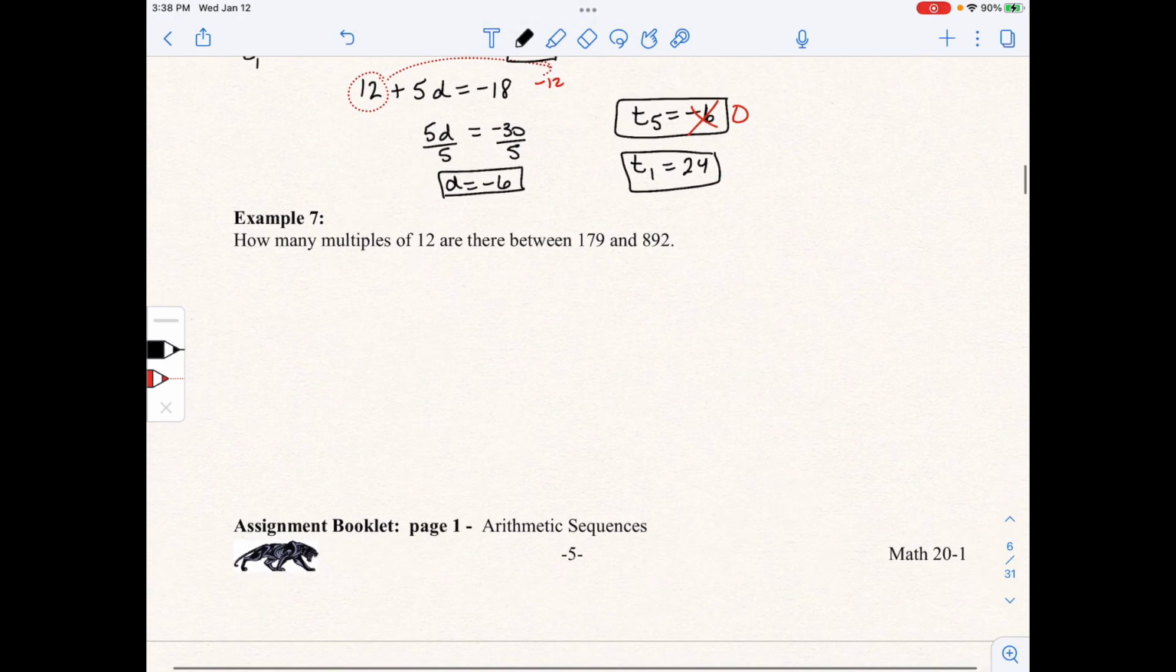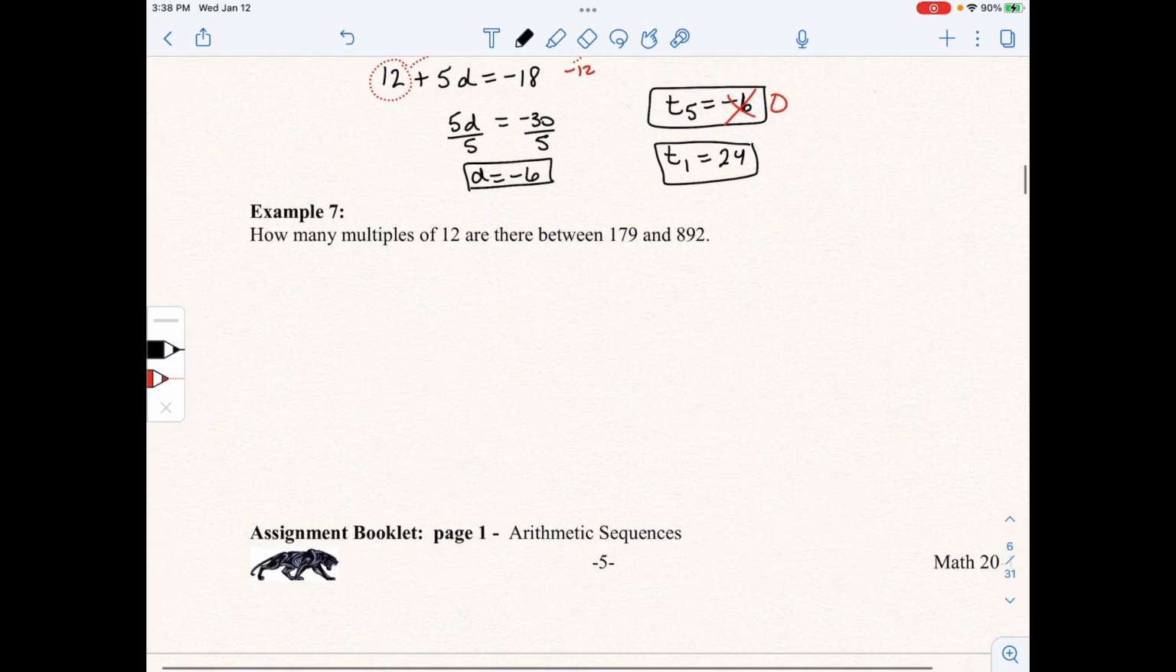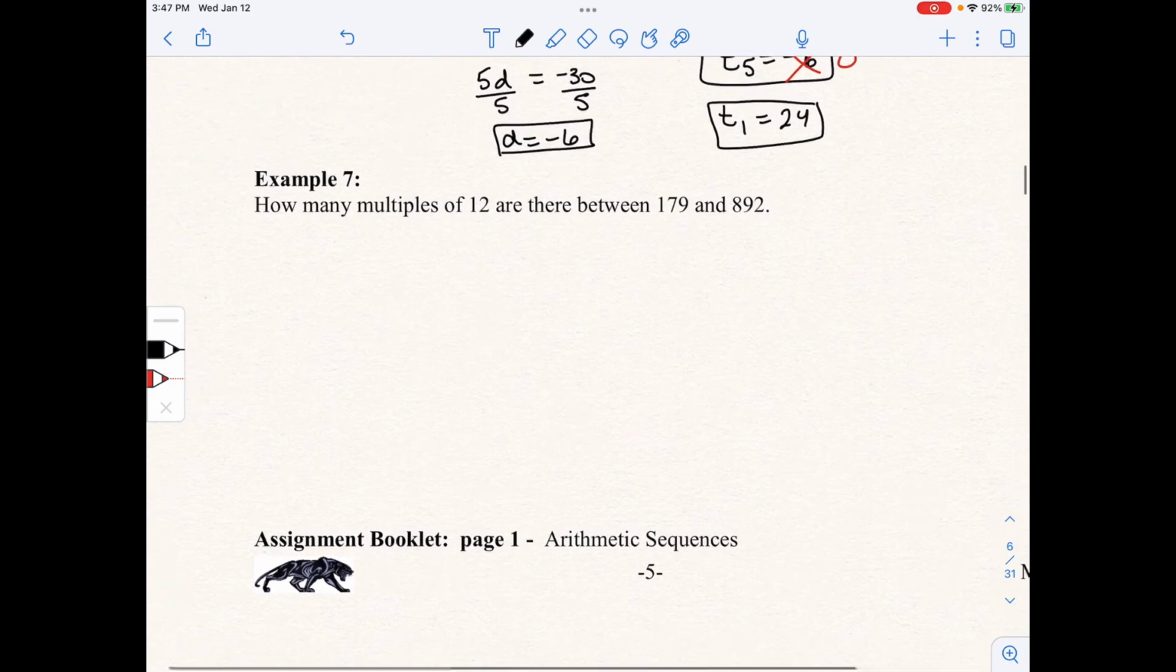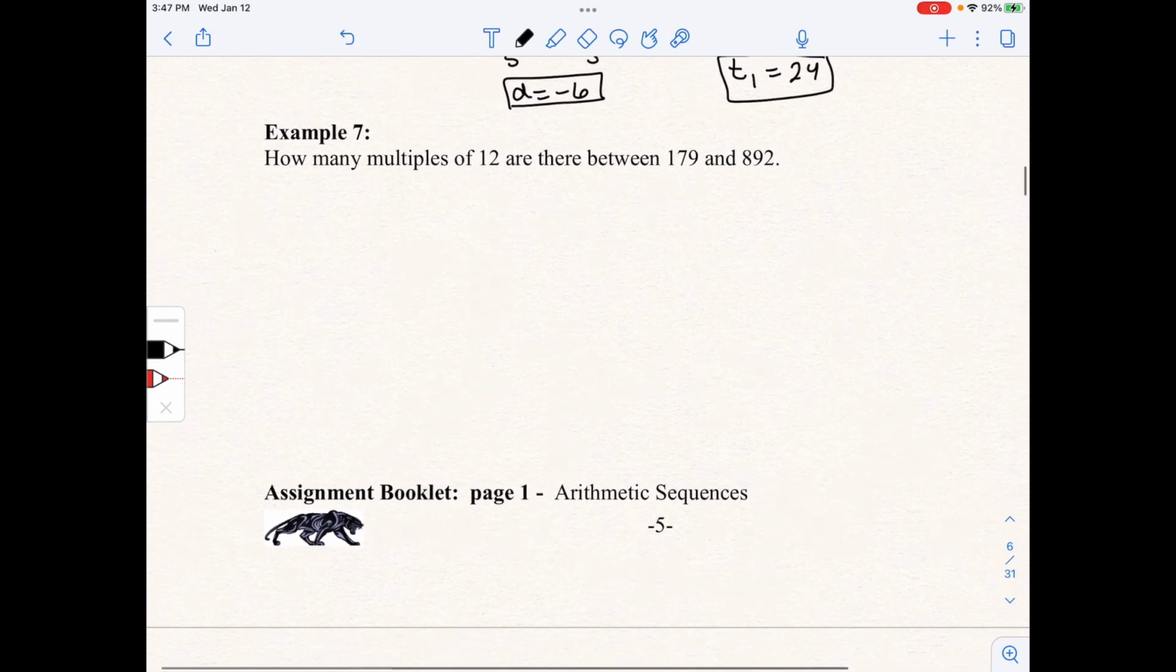Now let's take a look at the last question here. Example number 7. Okay, so how many multiples of 12 are there between 179 and 892? So what I want to do is basically look at 179 and 892. Well, are they themselves multiples?